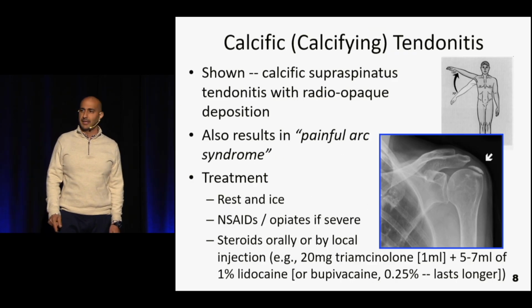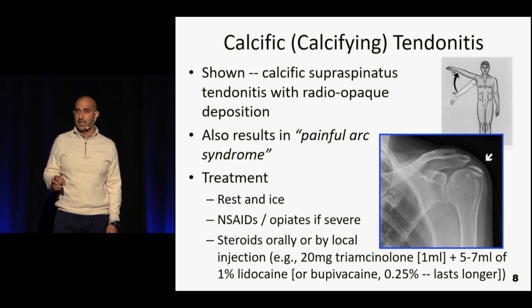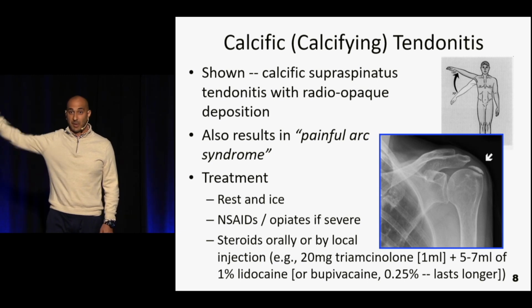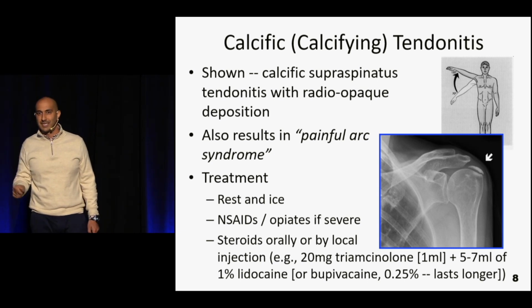A variant, so a different entity here, is calcific tendinitis. The way that this presents is also with a painful arc syndrome. The only difference is the X-ray is negative for the shoulder impingement syndrome.